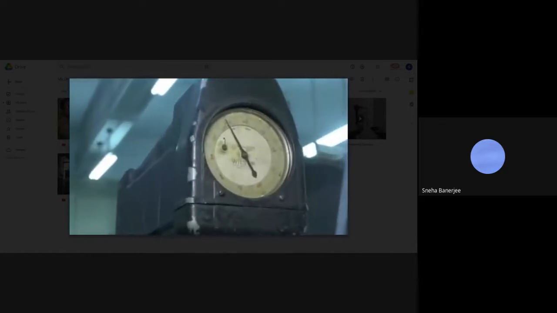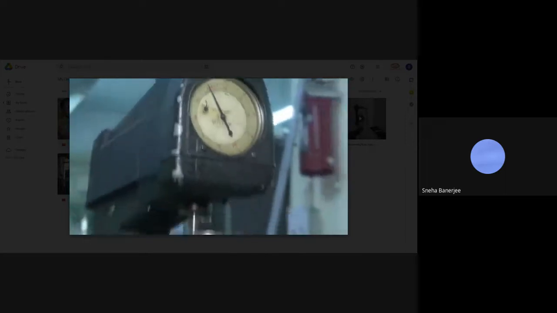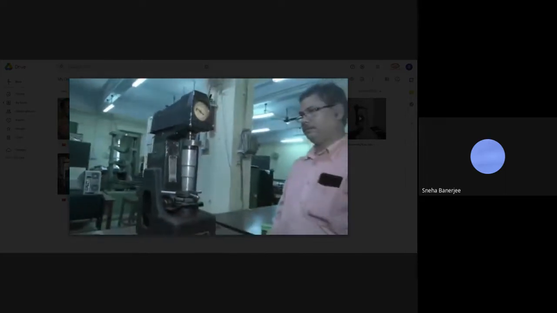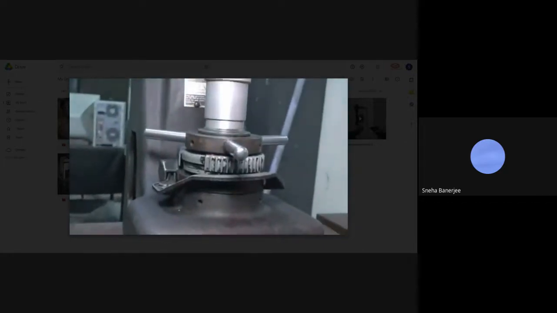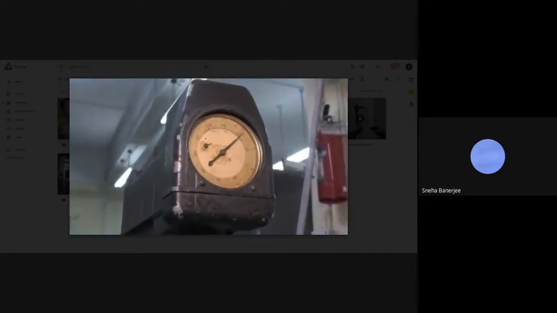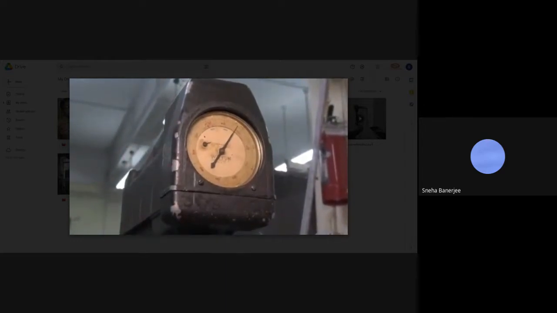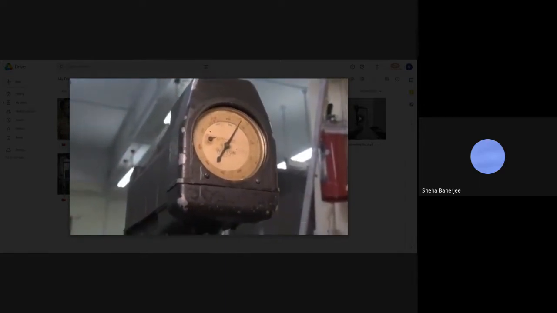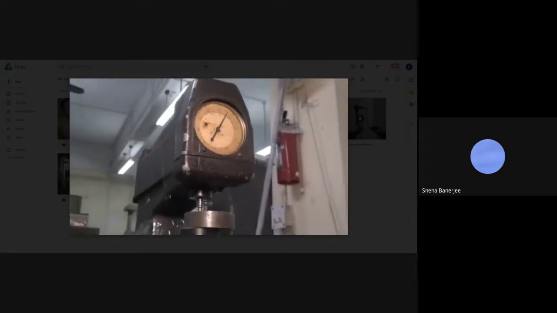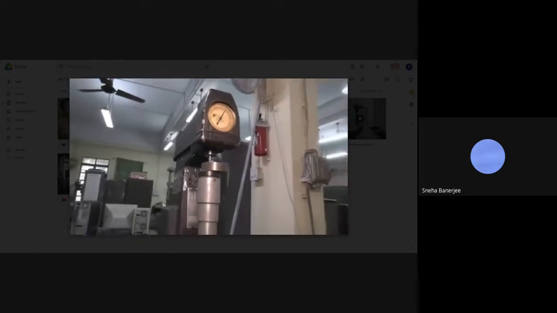He is repeating the same thing, setting the small pointer, setting the 0 mark, and then putting the actual load, 100 kg load. You see the pointer is rotating. At some point it will stop. And then, giving 15-second time, we will go for the reading. Roughly 15 seconds, because some amount of time is needed for the load to be applied completely, and also for the plastic deformation to take place.